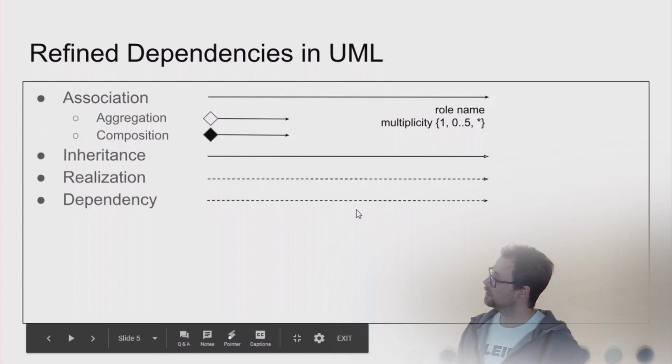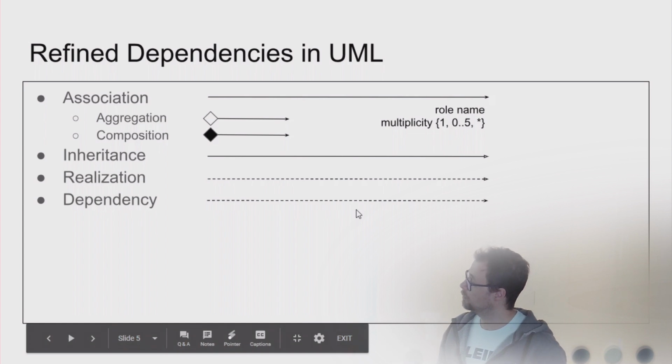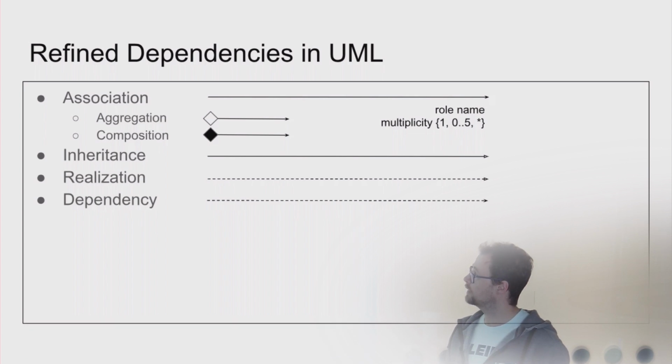So in the UML, we have actually then looked at the dependency relation, and the dependency relation is kind of like a catch-all type of relation. We can always use the dependency. It's kind of like the basic type of relation that we can have. But we can also think about dependencies in slightly more refined ways.